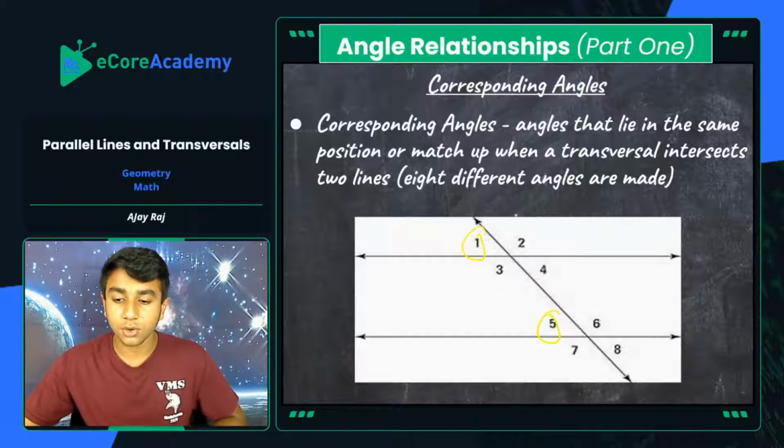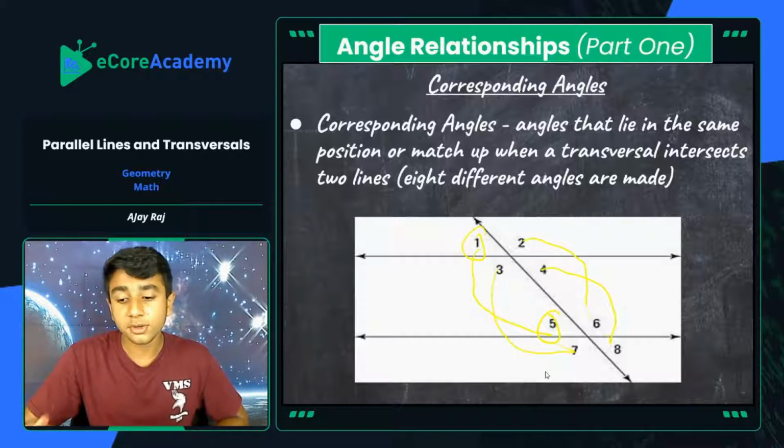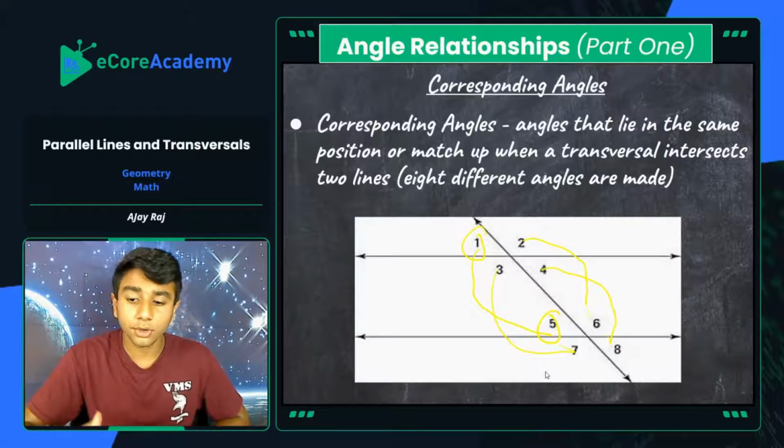And then 2 corresponds to 6, and 4 corresponds to 8, and of course 3 corresponds to 7, and 1 corresponds to 5. If you memorize this relationship, these pairs, all you need to do is, when you're given a transversal intersecting parallel lines, most of the time they're going to be labeled with numbers just as shown here.